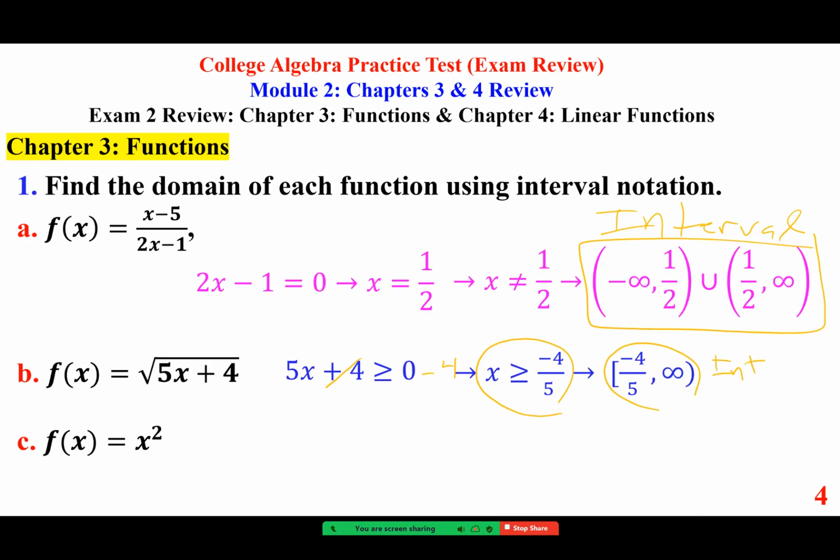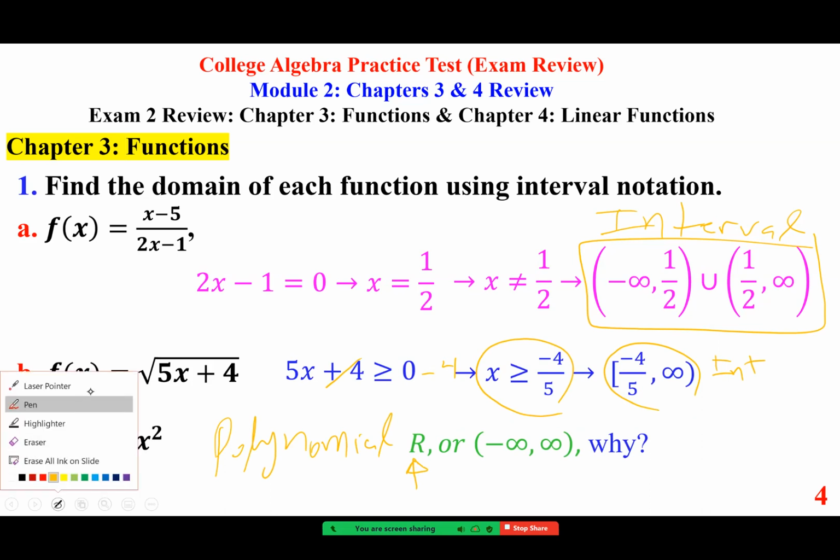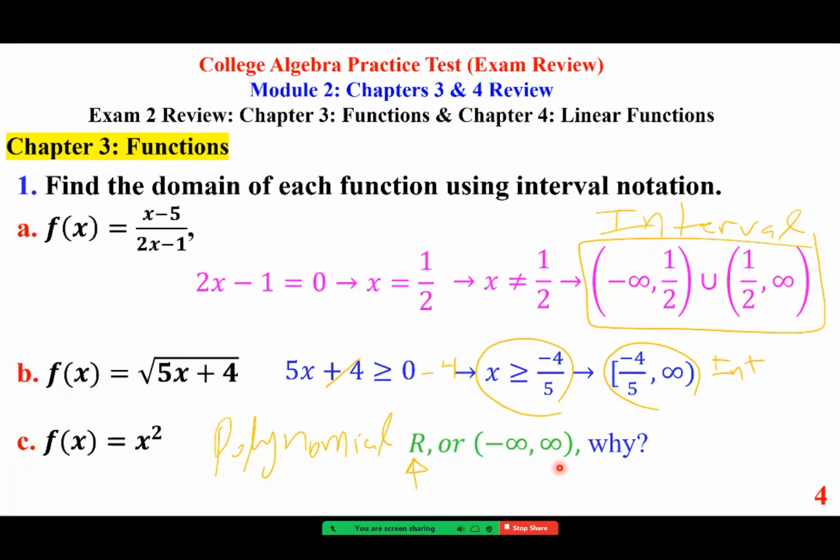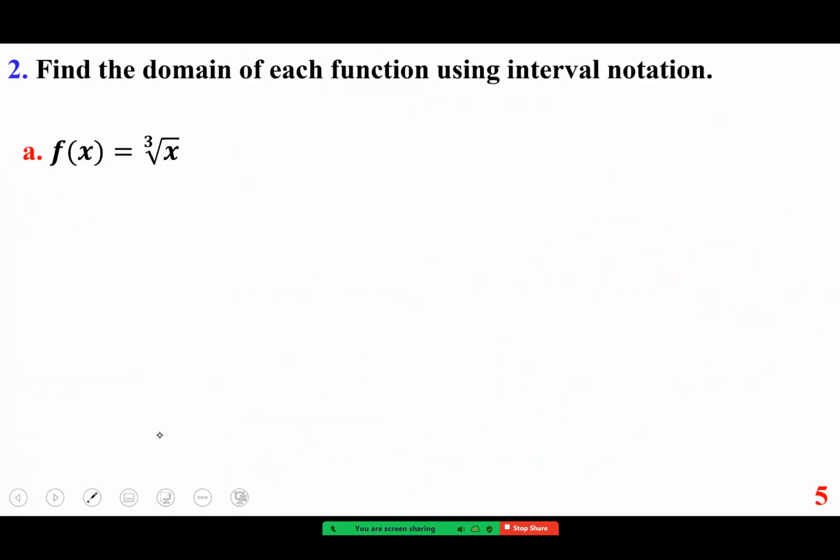The last one, the answer is all real numbers because it's a polynomial of degree 2. More specifically, it's a quadratic function. So for any polynomial, the domain would be all real numbers, negative to positive infinity. There is no restriction. Now, polynomial of any degree. This is the polynomial of degree 2.